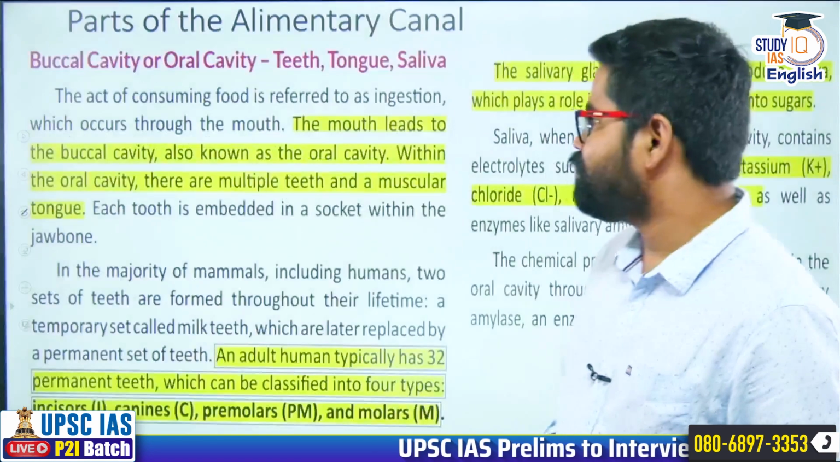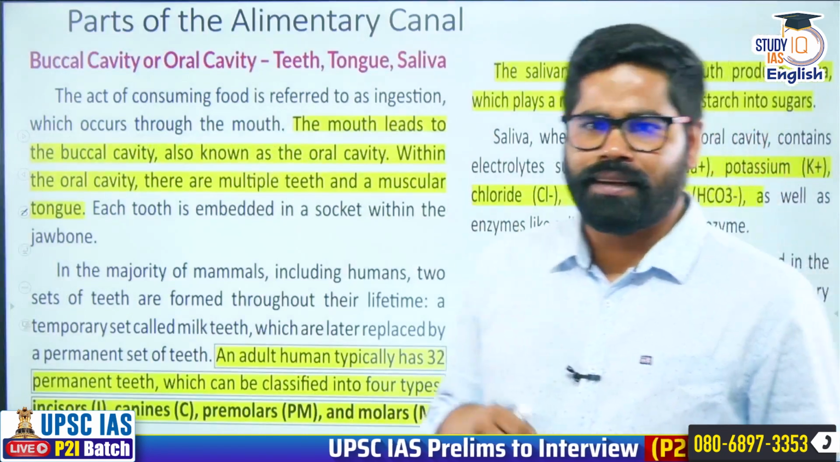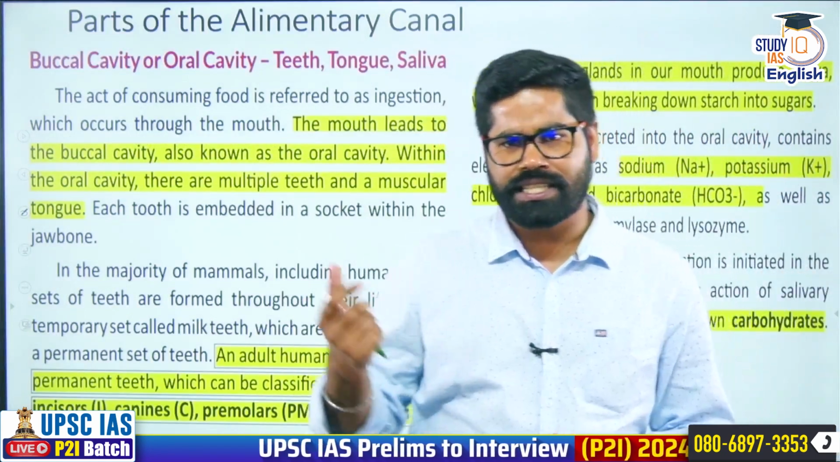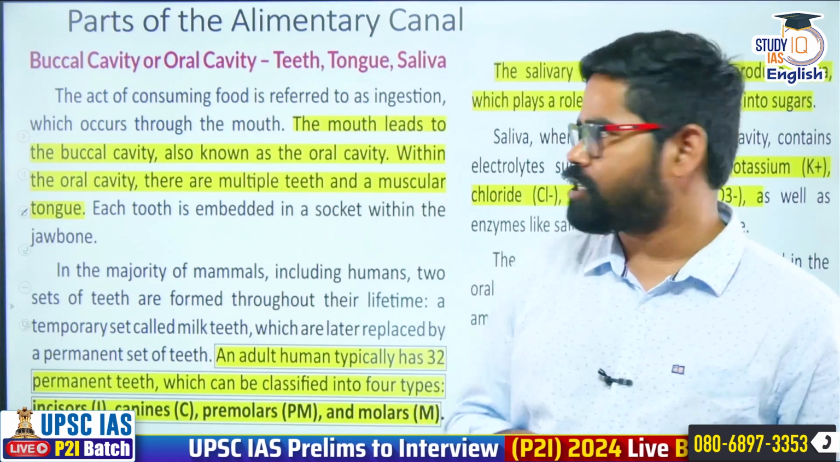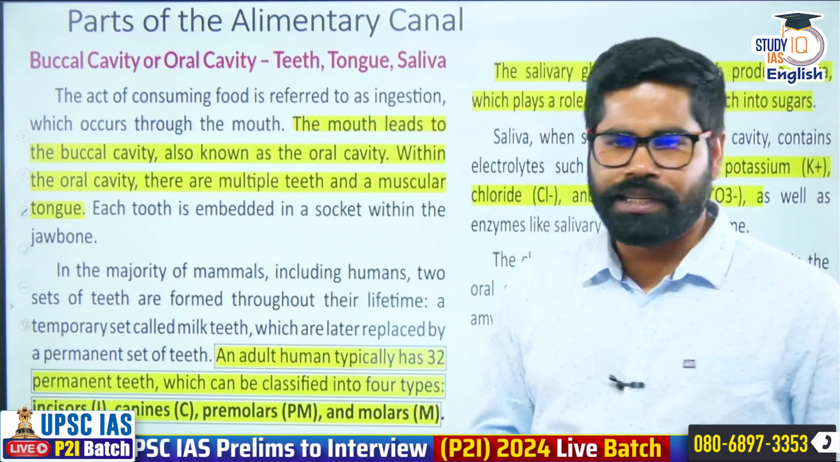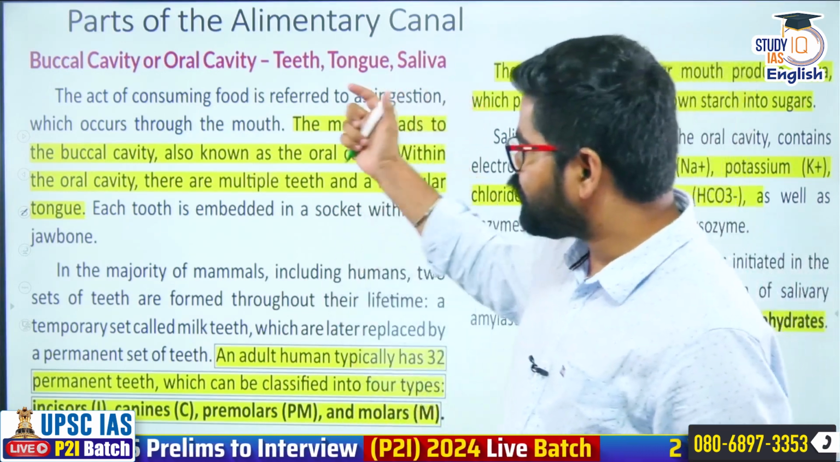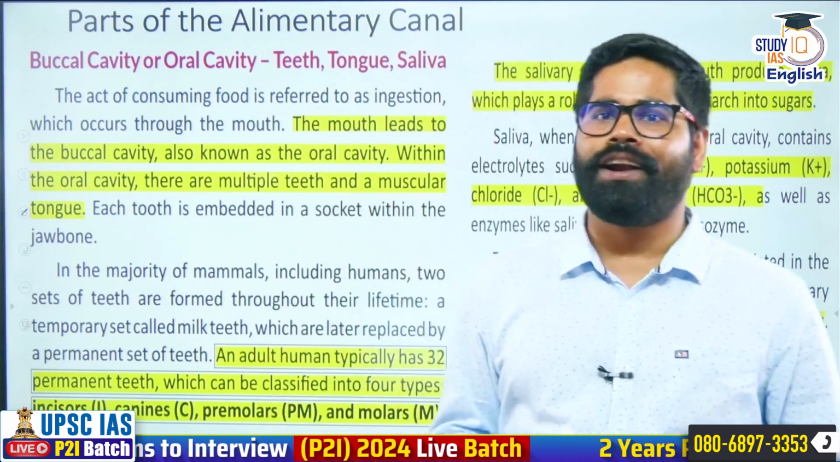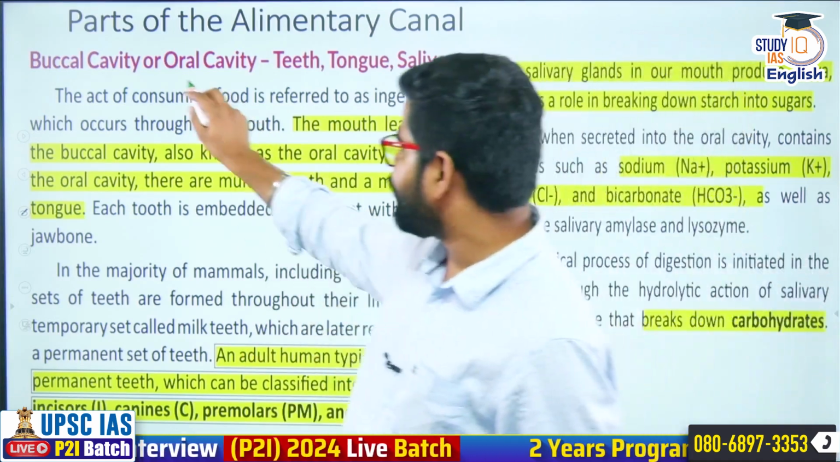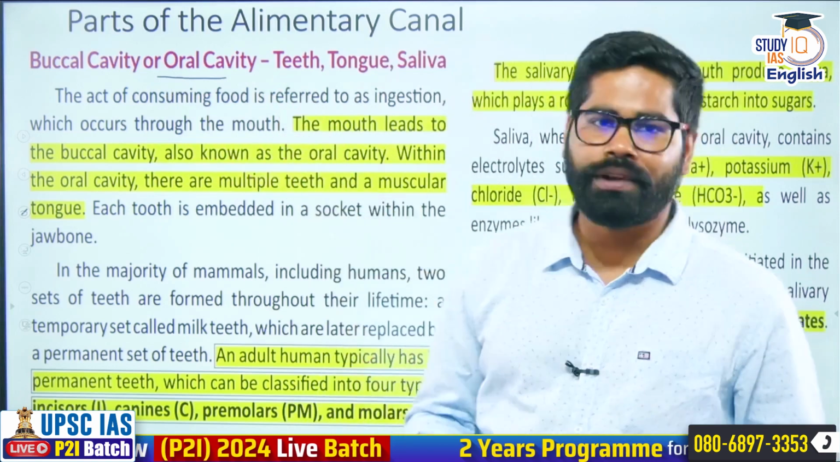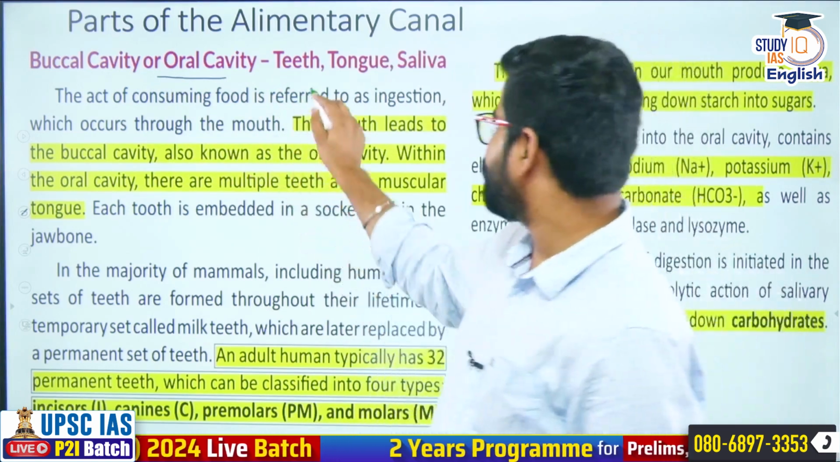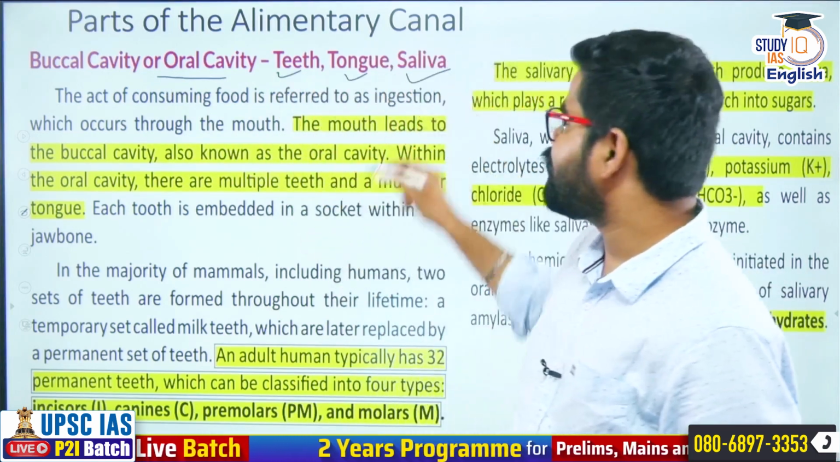Okay, now let us see the alimentary canal, the one which starts from the mouth and goes to the rectum and anus. Let us see what the different parts and organs in it are. The first important thing is the buccal cavity or the oral cavity. It consists of three things: the teeth, the tongue, and the saliva.